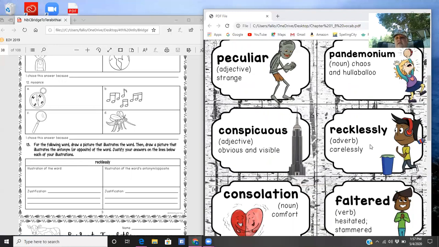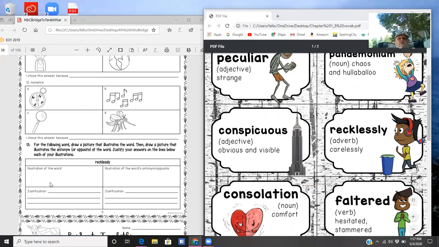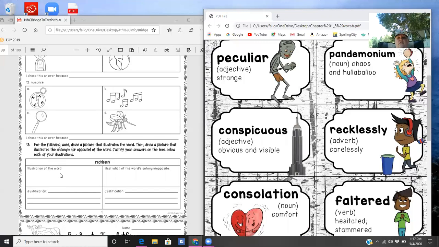And we talked about how when we add suffixes to the ends of words, it helps us figure out what those words mean. So recklessly is carelessly, and lessly means without, so without care. So for an illustration of the word, you're going to draw a picture of someone that is without care about something. And you'll notice in their picture on the vocabulary cards, the person is throwing a can in the opposite direction of the trash can or recycling bin. It could be either. It doesn't have a label on it, so I'm not sure.